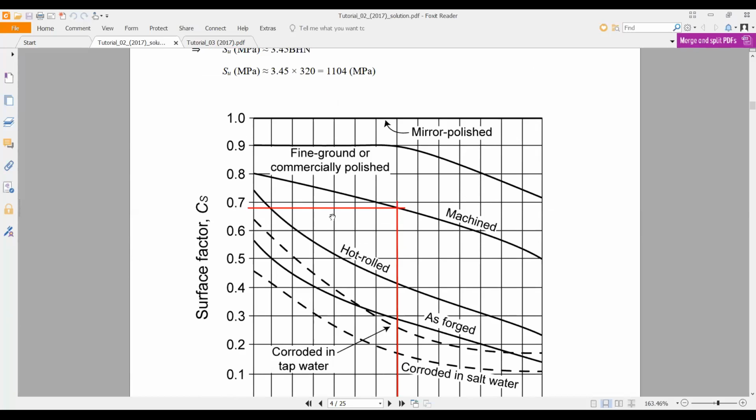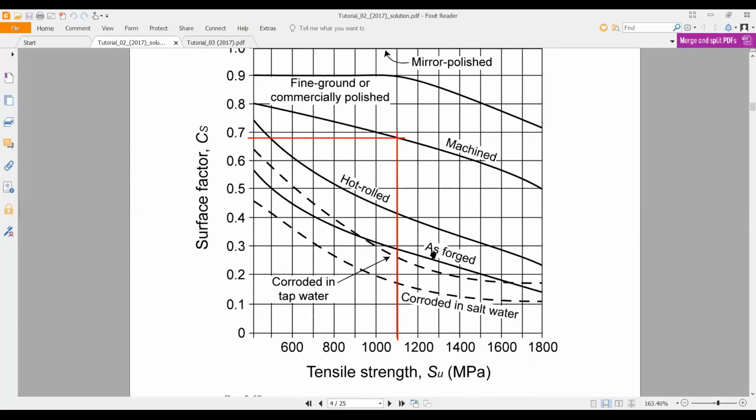Can you see my screen now? Yes, sir. Okay. So CS value you can find out using this graph.